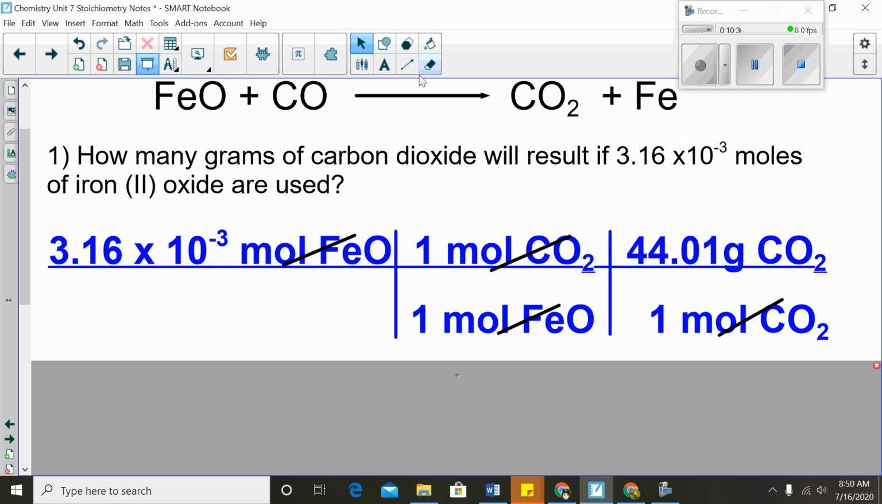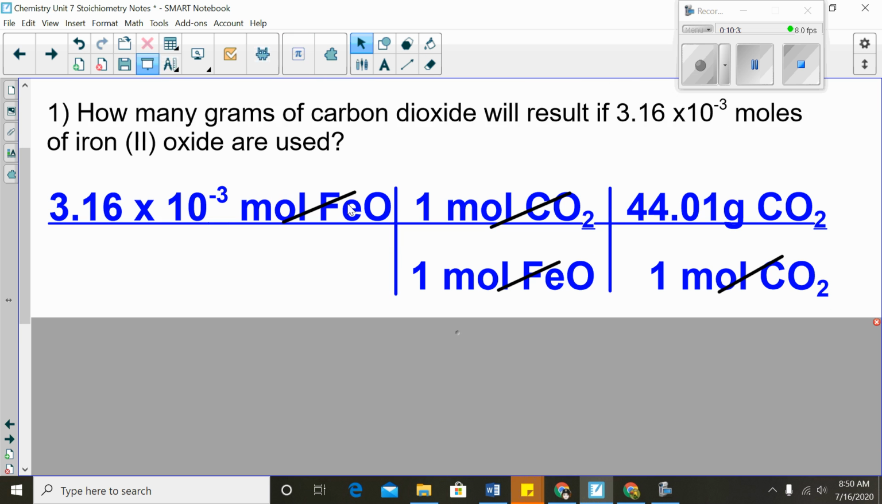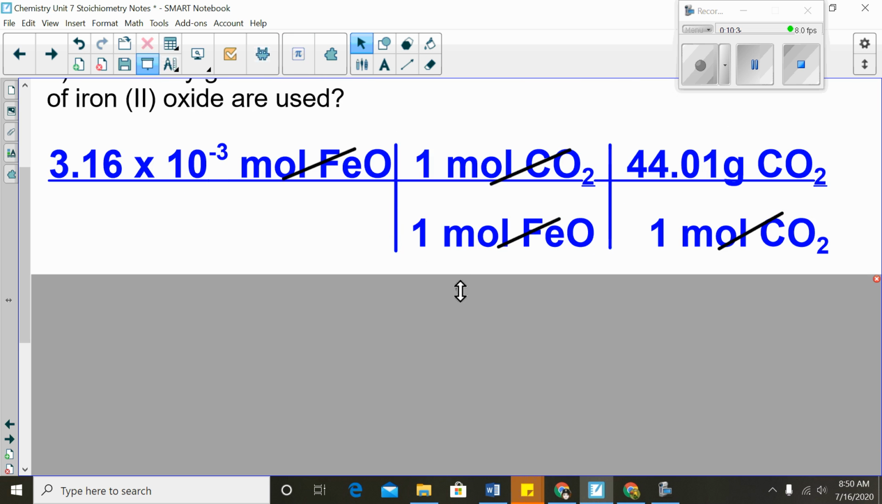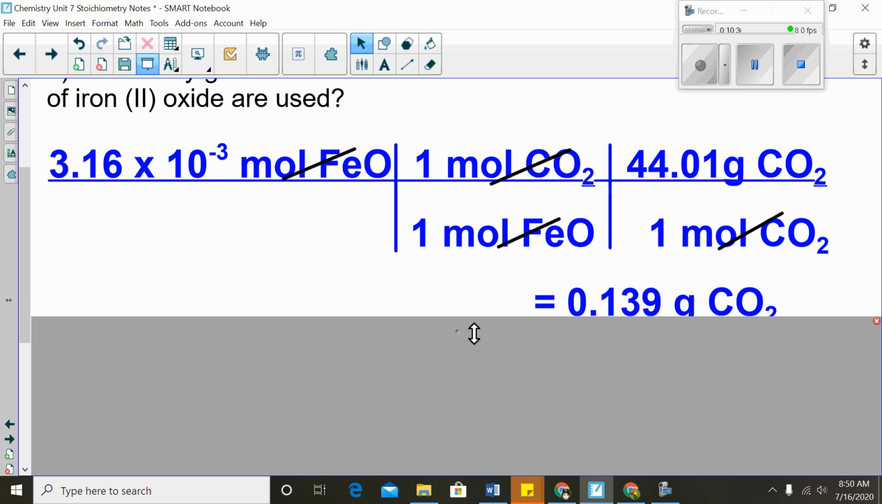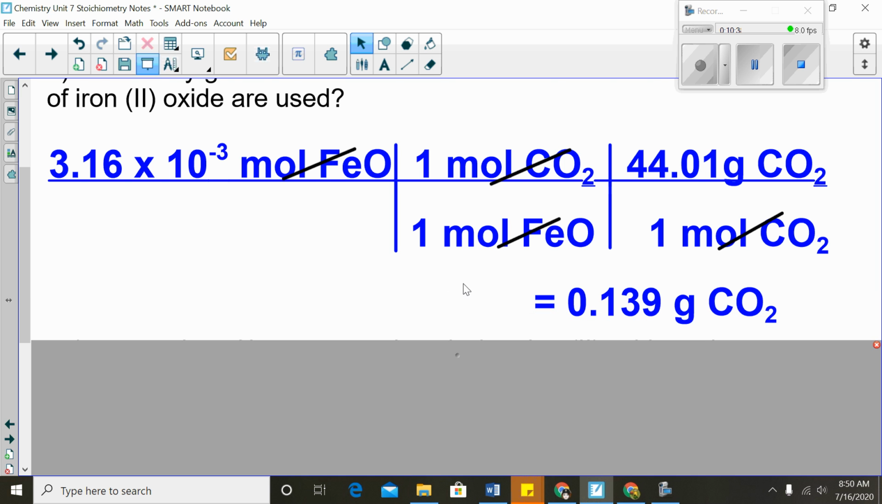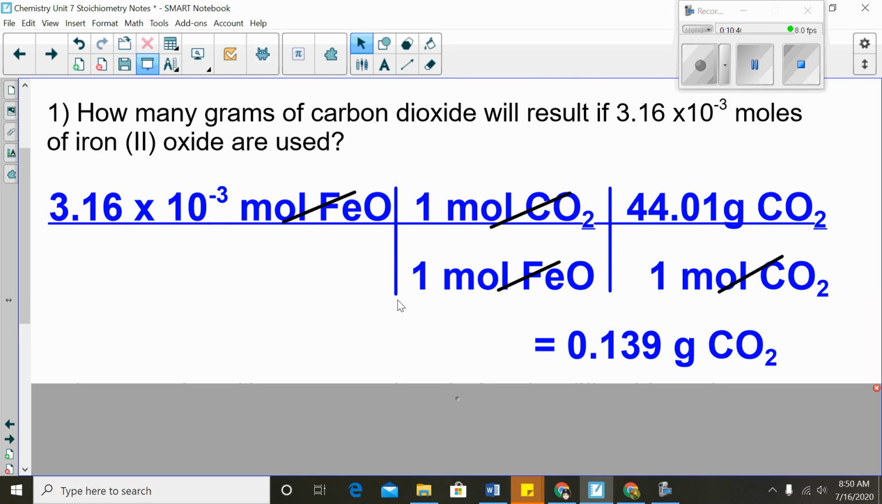Okay, now you can hit divide and parentheses 1 times 1, but anything times 1 is just itself, so that's not really necessary. And now when you see your answer, you need to make sure you match your significant figures to 3.16. So there's 3 in 3.16, and there's 3 in my answer. So this is rounded to 0.139. Include your unit, which is grams, and the substance you're trying to find, CO2. Okay.